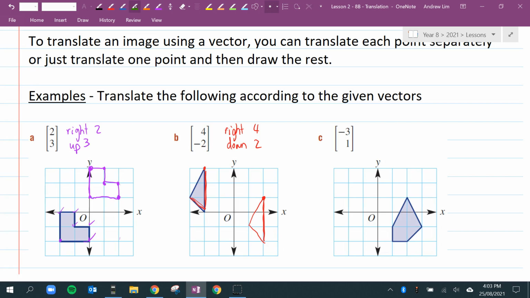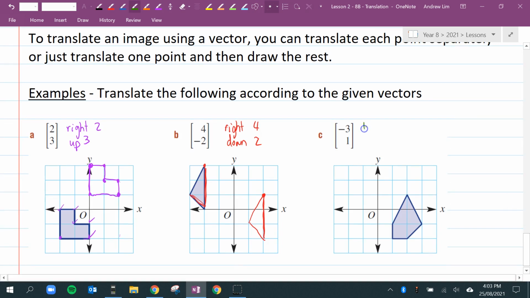Okay, let's have a look at question C. So this means left 3 and up 1. I'm going to use the second method where I just translate one point and then draw the rest. So I'm going to pick this point here. Left 3, 1, 2, 3, and up 1. And now I'm going to draw the rest. So that goes here. This bit here goes like that. This bit here comes down here. This comes here. And then the last bit. And that's it.